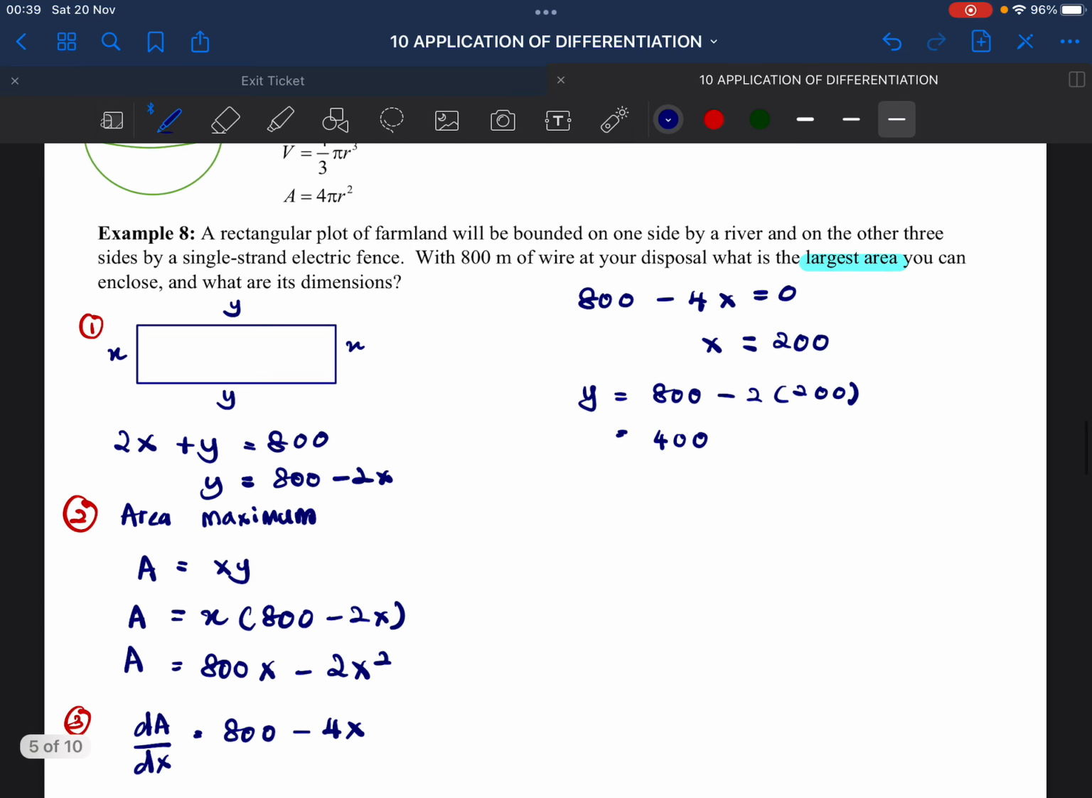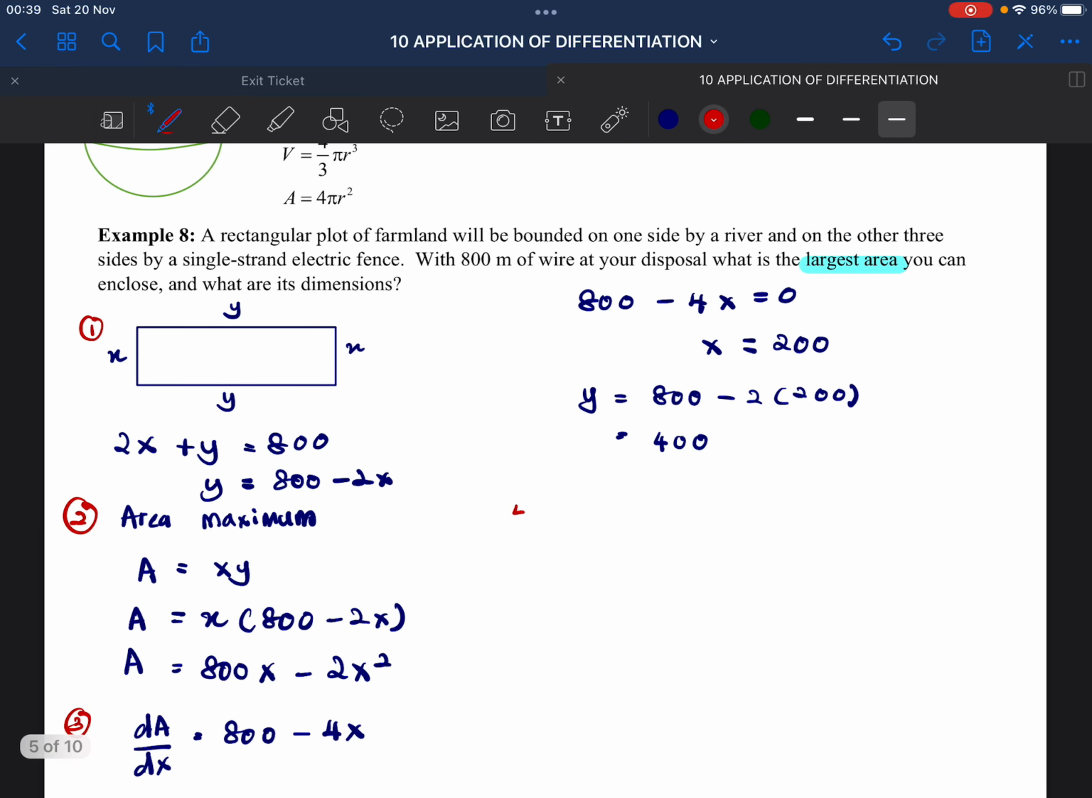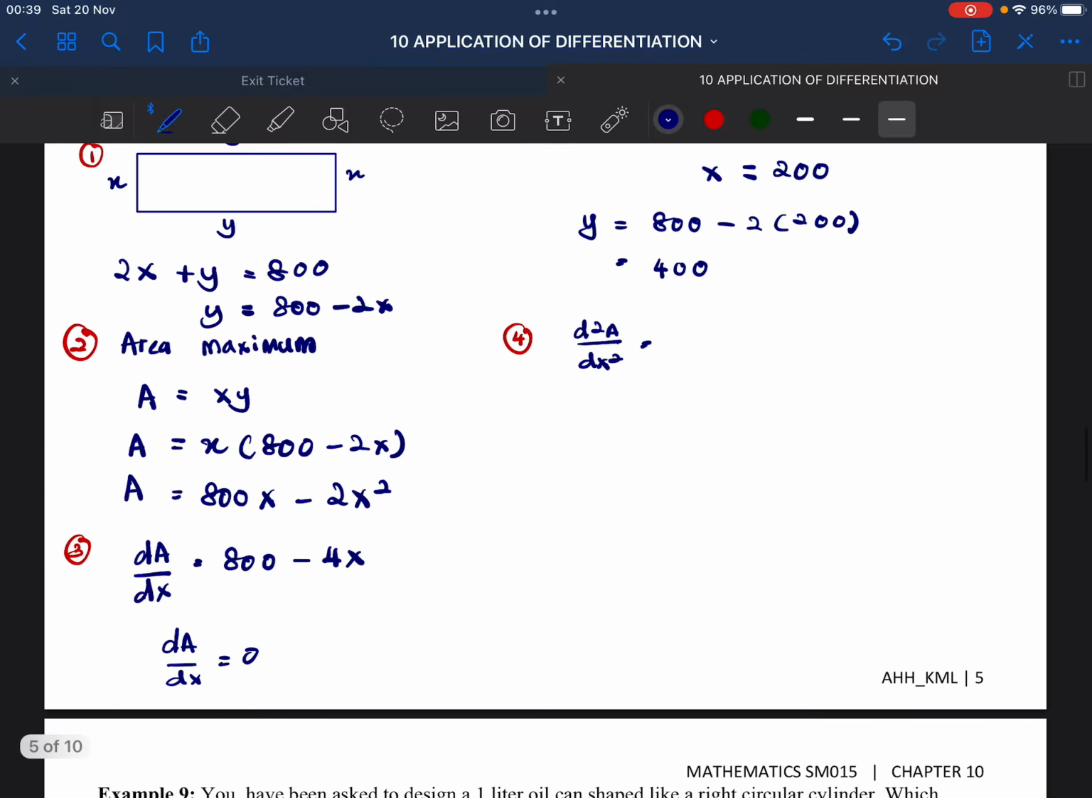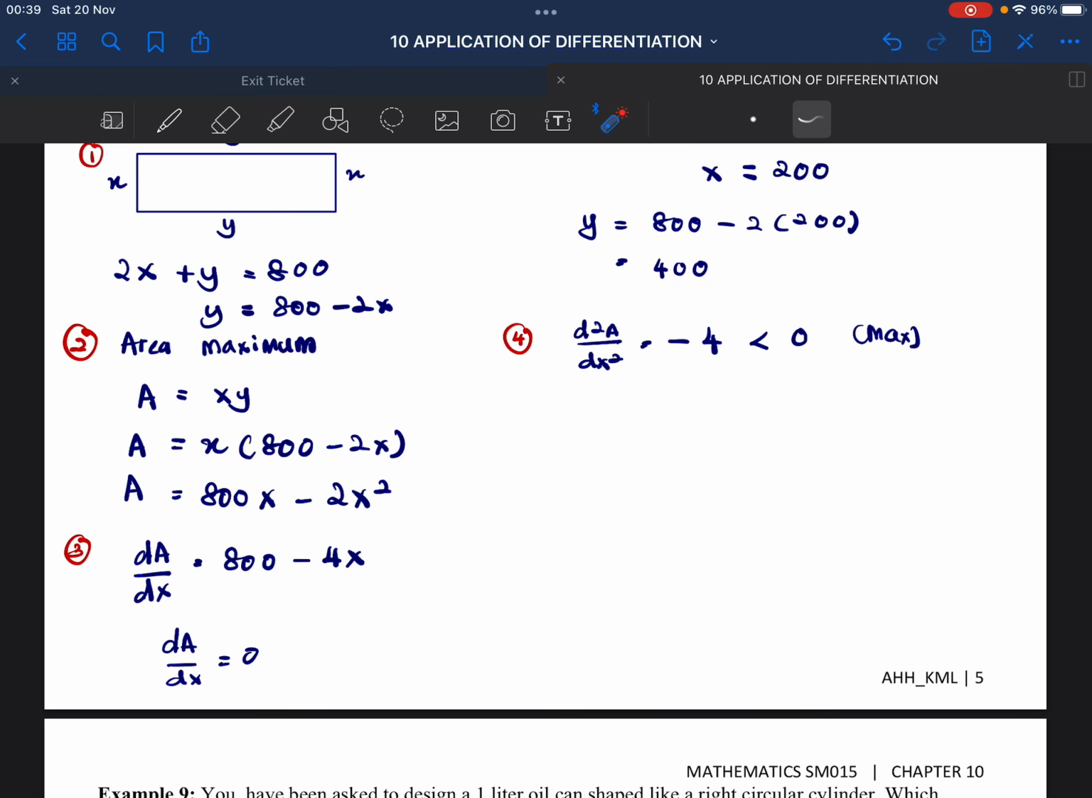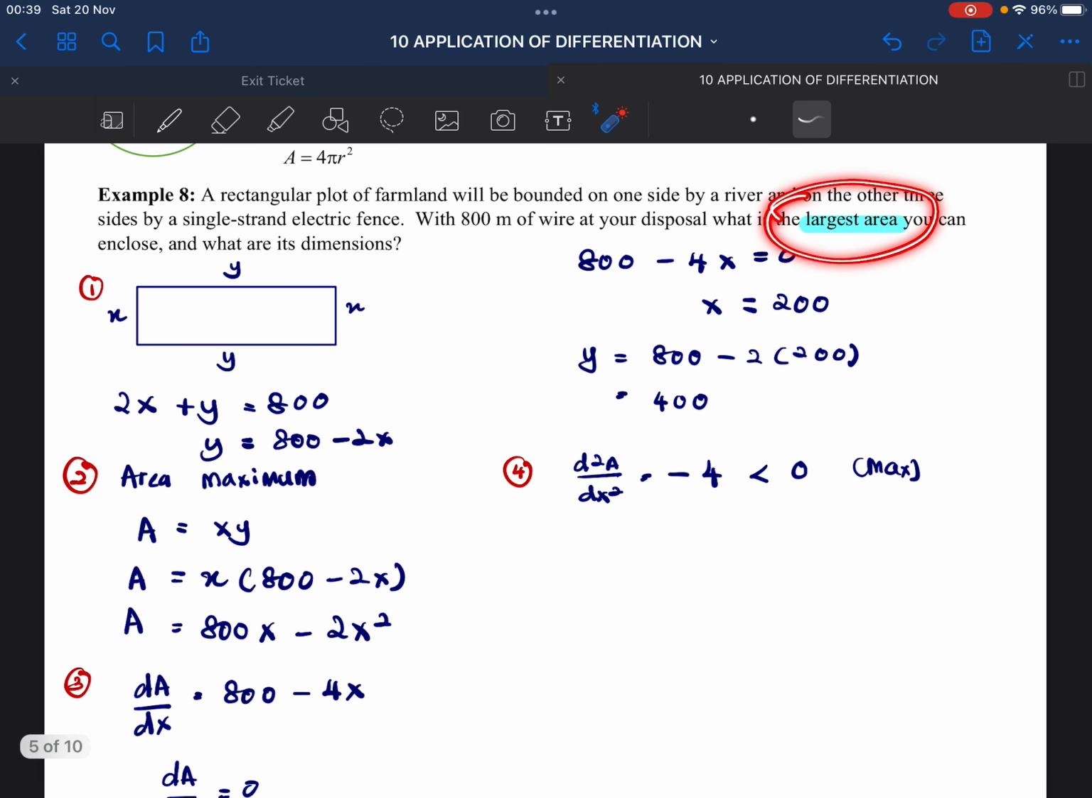Okay, so the fourth step, step 4, is we have to find the second derivative. So our second derivative, d2A over dx square. This is our first derivative, so differentiate this, we are going to get minus 4, which is less than 0. So ngam, yang dia ialah maximum, because we want our area to be maximum. So you get your second derivative maximum. Betul lah. Okay, so now the question asks to find what is the largest area. So we want to find area maximum.